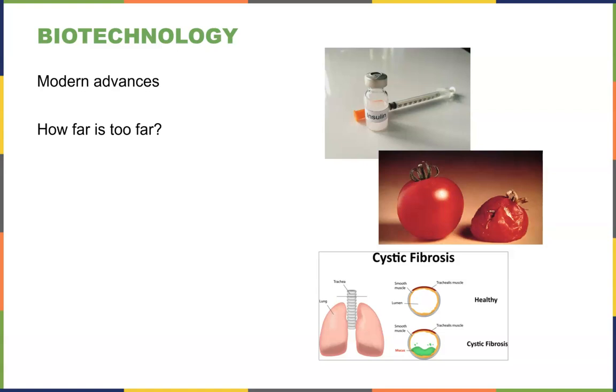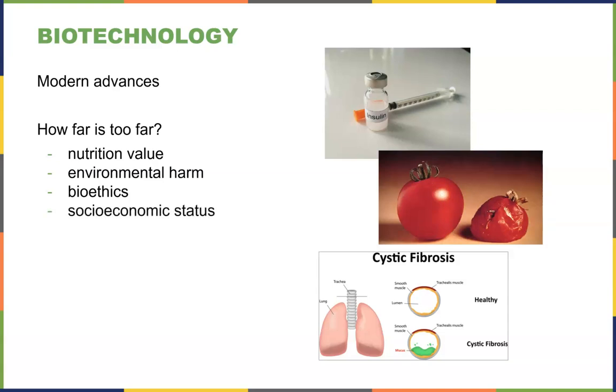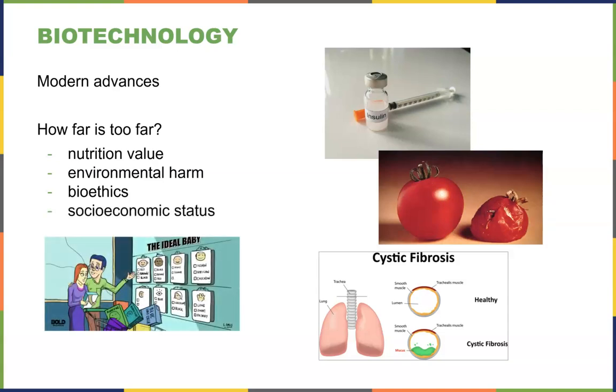Other modern advances. Insulin is a huge modern advance of biotechnology. We don't have to make it in pigs. We can make it in the lab now. The Flavr Savr tomato has a longer shelf life. This is a gene that's put into things that we eat, and it helps them last on the shelf a lot longer. They don't decay as fast. Some other things to consider are how far is too far, nutrition value, are we harming ourselves? There's always bioethics to consider when trying to manipulate DNA.